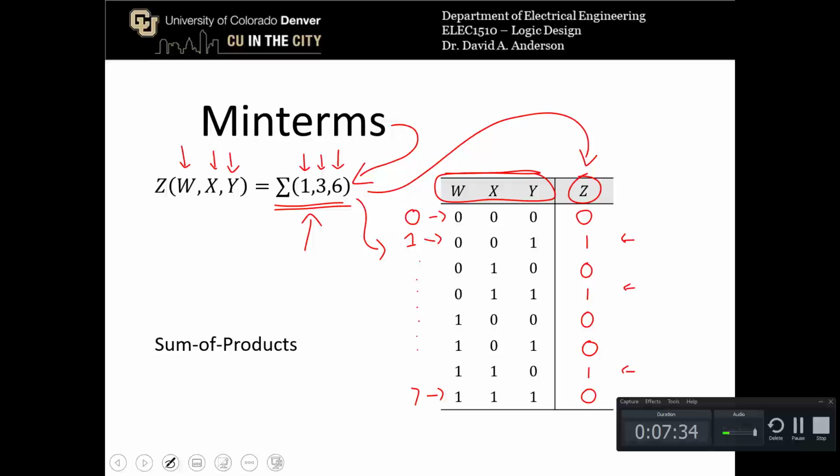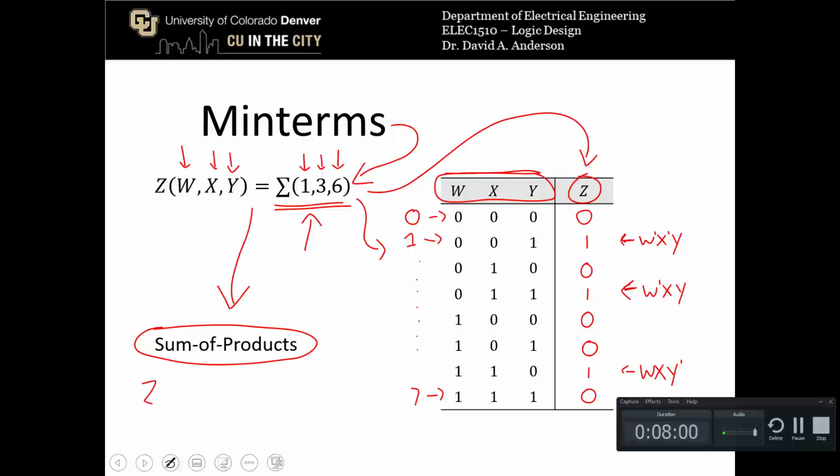So this one, the very first one, has 0, 0, 1, so that's w prime, x prime, y. The second one right here has 0, 1, 1, so that's w prime, x, y. And then the very last row is 1, 1, 0, so that's w, x, y prime. So in total, the sum of products form for this expression is z is equal to w prime x prime y, or w prime x y, or w x y prime.